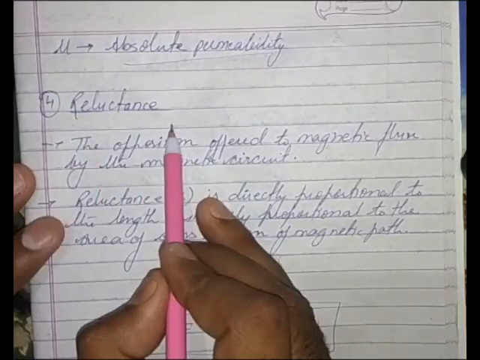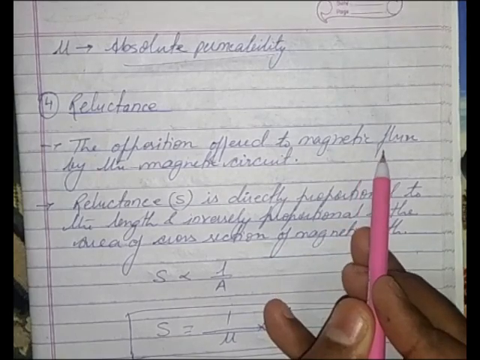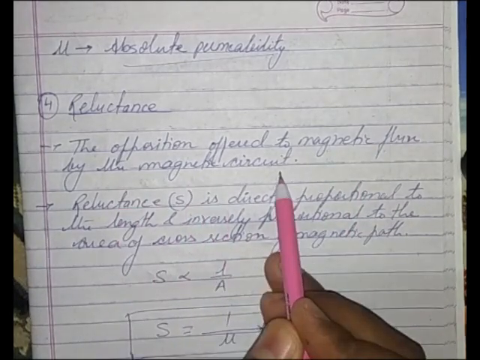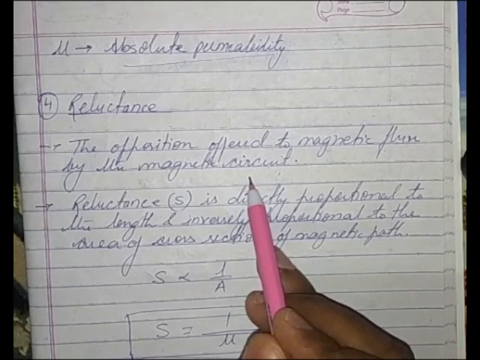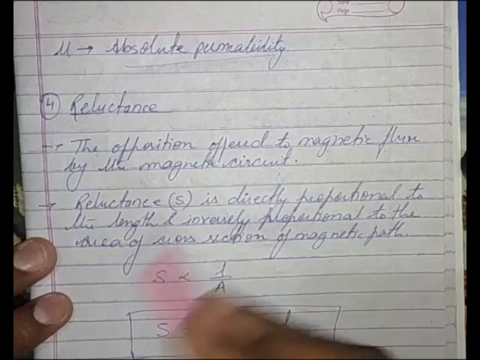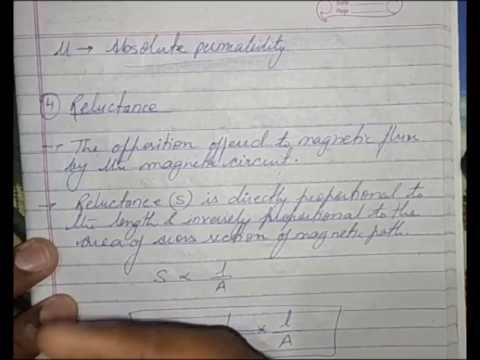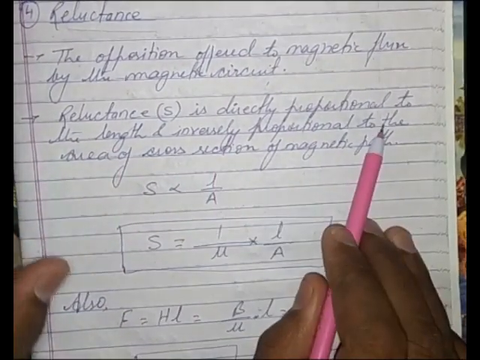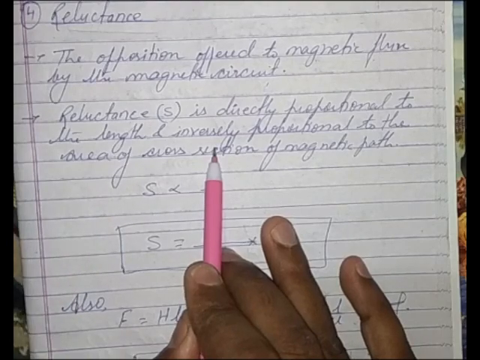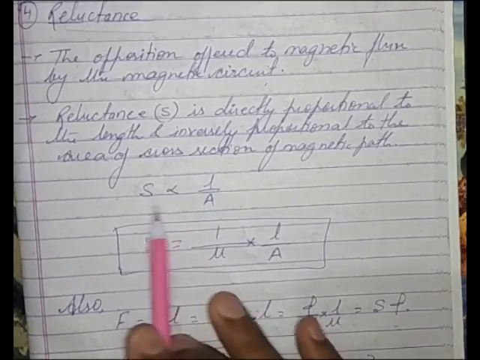The next term is reluctance. Reluctance is the opposition offered to the magnetic flux by the magnetic circuit. When magnetic flux is flowing, the material offers some opposition to the magnetic flux. That opposition offered by the material to the magnetic flux is called reluctance. Reluctance is directly proportional to the length of the magnetic flux path and inversely proportional to the area of cross section. So S is proportional to L by A.